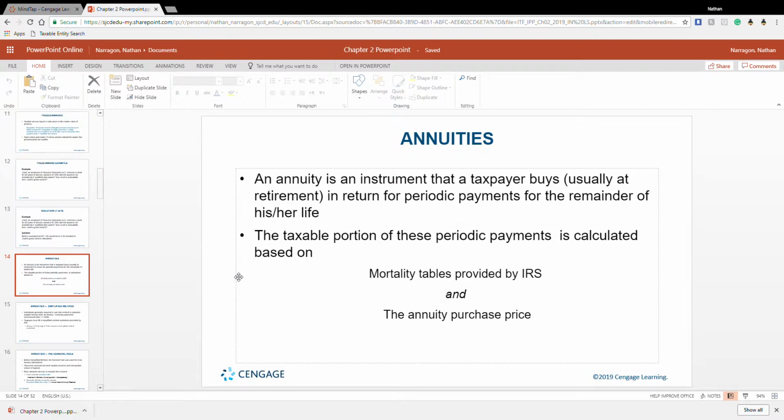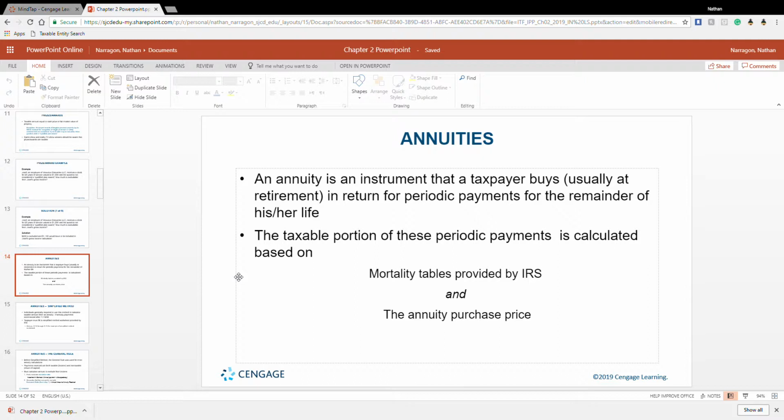Now, annuities. Annuities are a fun one. They have periodic payments, so they usually pay for a certain amount of time. Mostly for us, in this chapter, we're going to deal with retirement plans. So it is an annuity that basically the taxpayer buys in return for periodic payments for the remainder of their life. So this can help so you don't automatically spend everything in your IRA. You can choose to have it as an annuity.